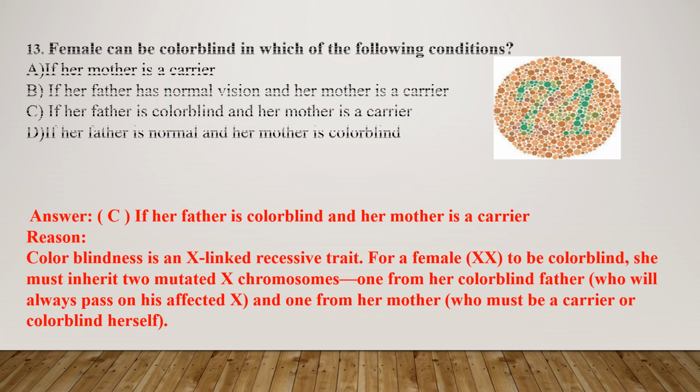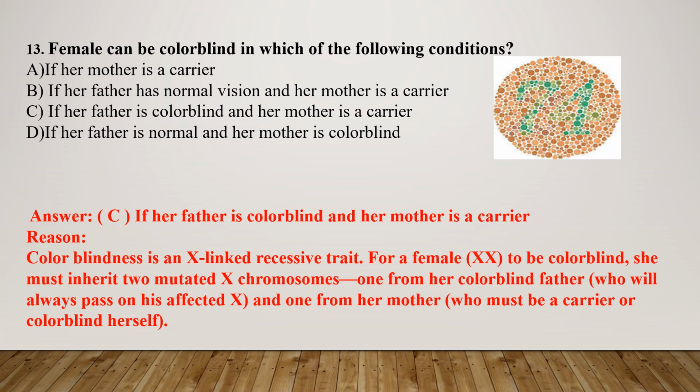Then let's see the next question. A female can be colorblind in which of the following conditions? If her mother is a carrier; if her father has normal vision and her mother is a carrier; if her father is colorblind and her mother is a carrier; if her father is normal and her mother is colorblind. Answer is C. If her father is colorblind already and her mother is a carrier, chances are there.